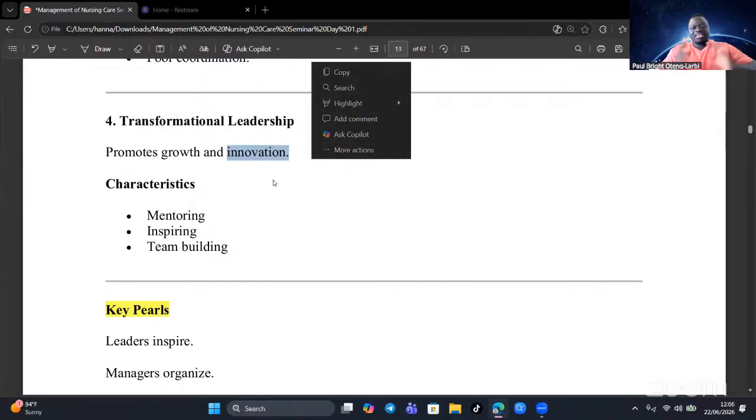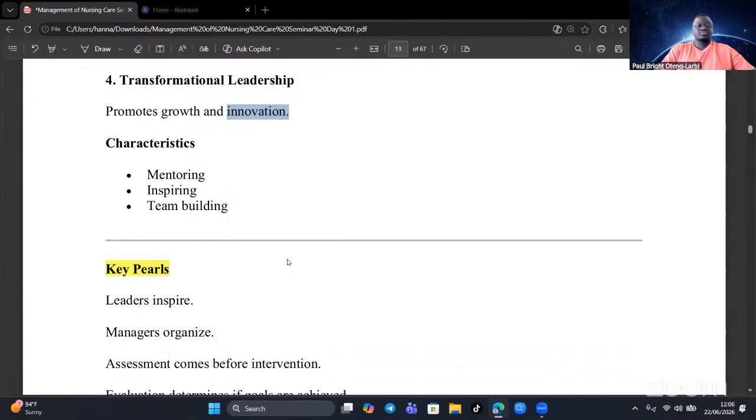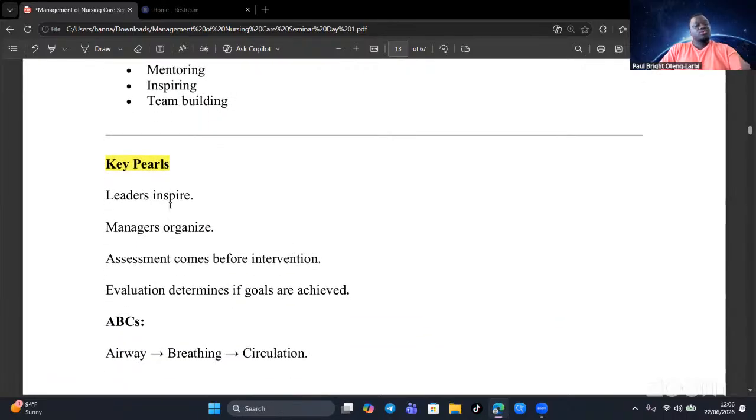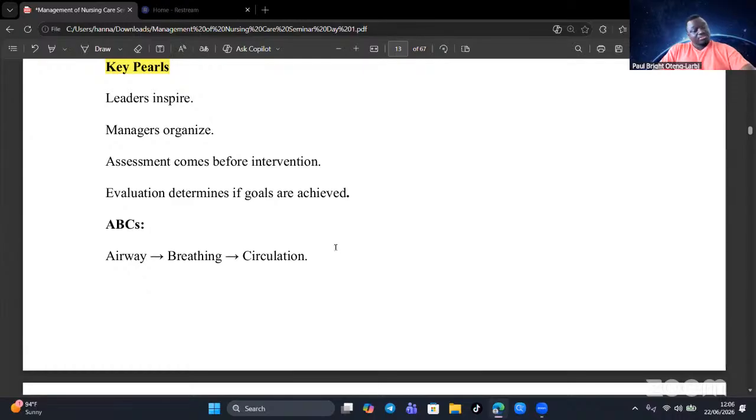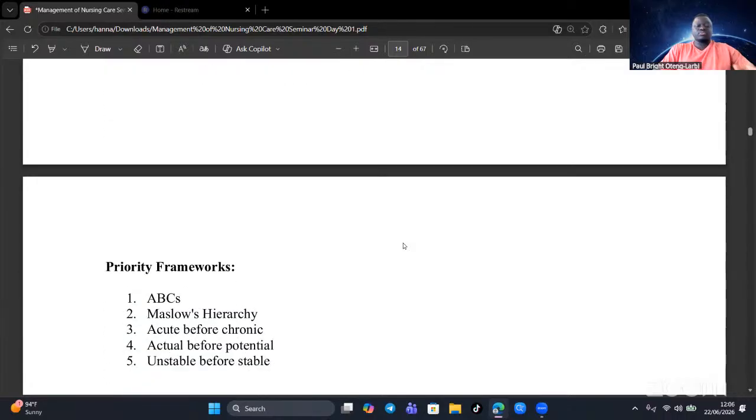So the manager mentors what? He ensures proper mentoring, inspiring people, team building, so that the system will always run, because you can't do it all. The leader will inspire, the managers will organize. That is it. Assessment comes before intervention. Evaluation determines if goals are achieved or not. And your ABCs, the physiological things: airway, breathing, and circulation are very important.